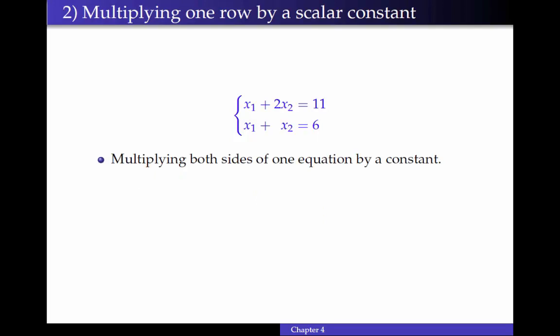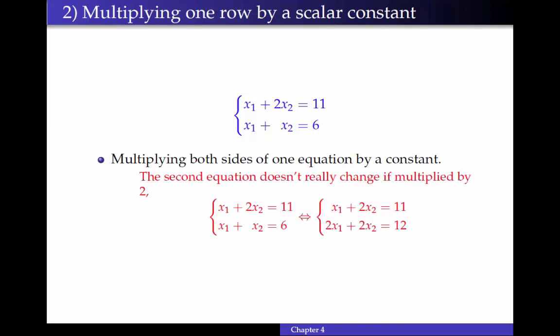We can also multiply both sides of one equation by a constant, right? As long as I do the same thing to both sides of an equation, I'm okay. So, for example, the second equation doesn't change if we multiply through by 2. So here, the second equation, x1 plus x2 equals 6, I can change that to be 2x1 plus 2x2 equals 12. And I haven't changed the solution set at all.